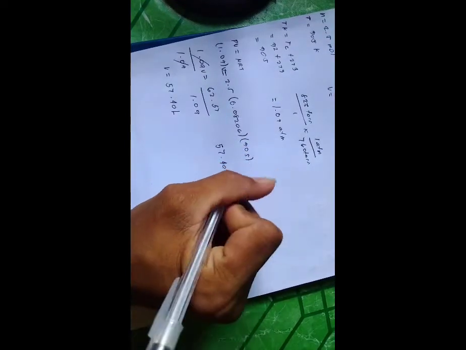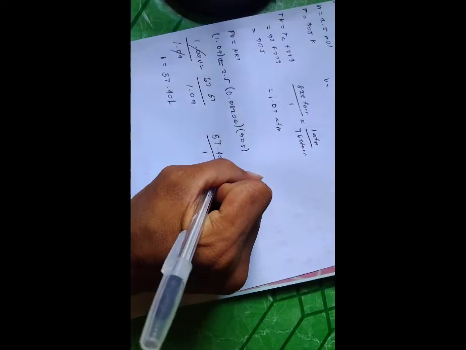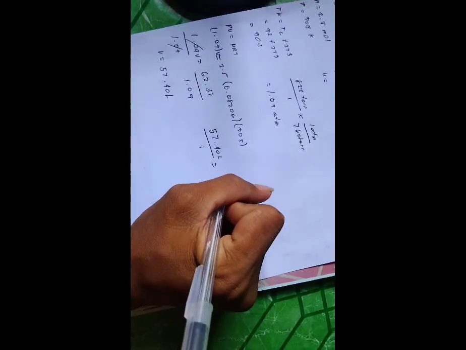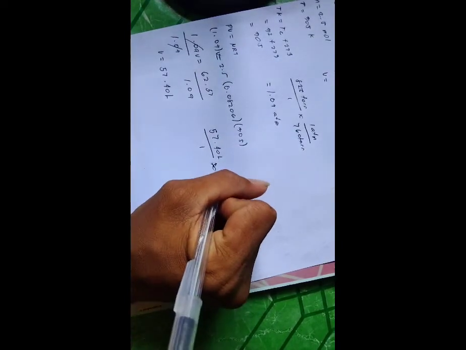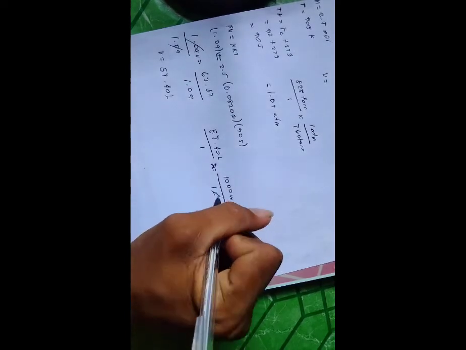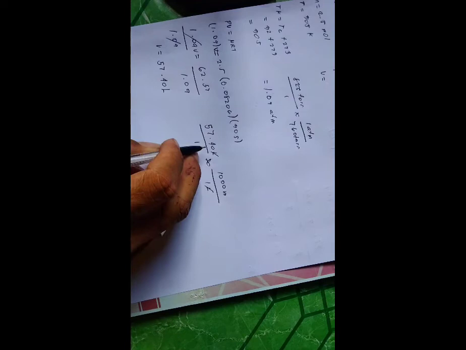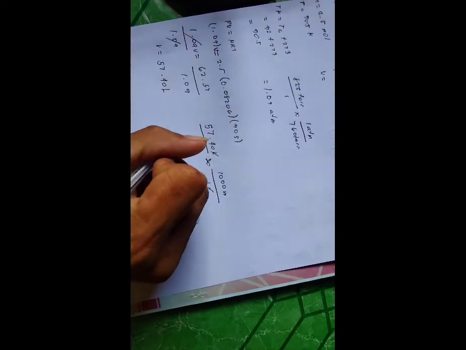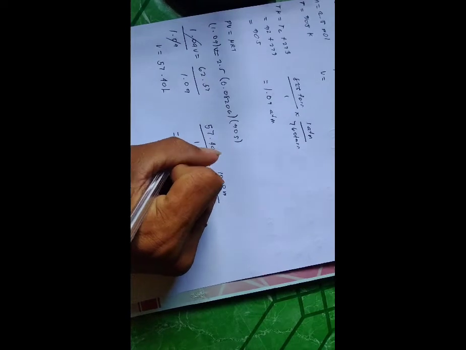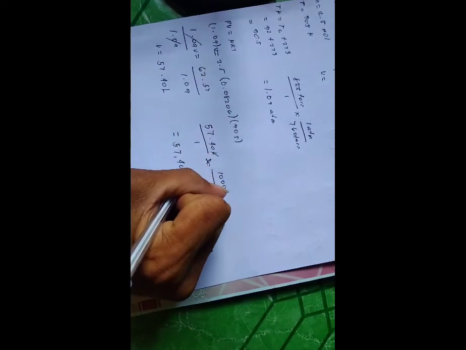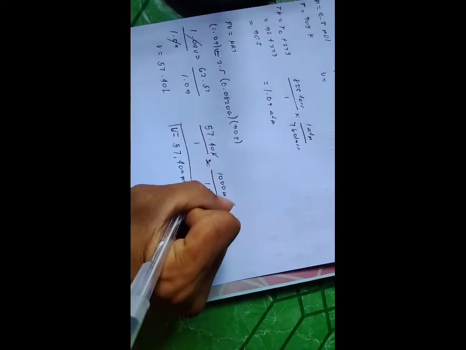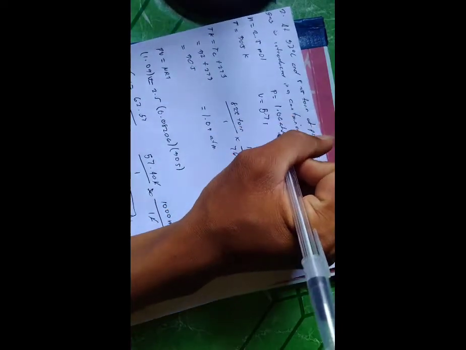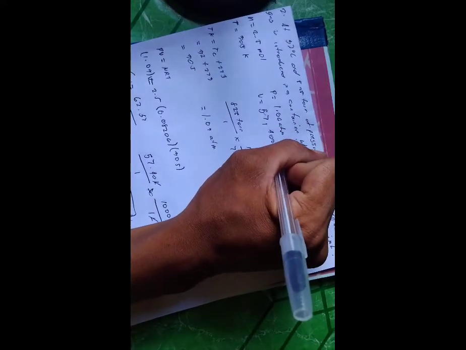57.40 liters divided by 1 equal to 1000 mL over 1 liter. Cancel liters. 57.40 times 1000 mL is equal to 57,400 mL, and that's the answer. Our volume is 57,400 mL.